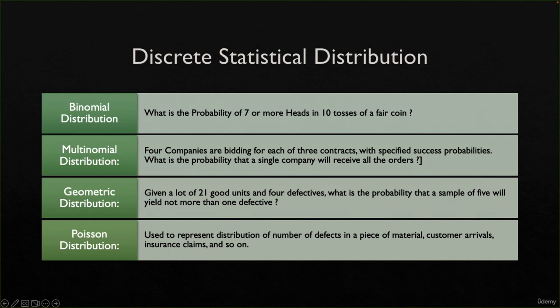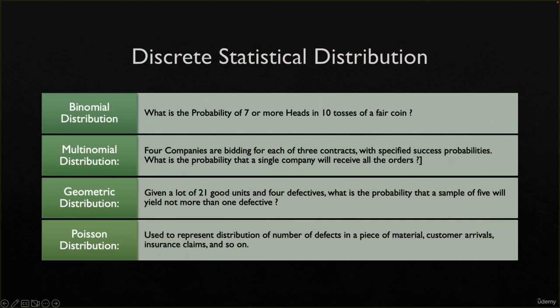We generally make use of the binomial distribution to answer questions like, what is the probability of 7 or more heads in 10 tosses of a fair coin? If you remember, we have taken a similar example in our fashion data as well, isn't it? So that was actually a binomial distribution.